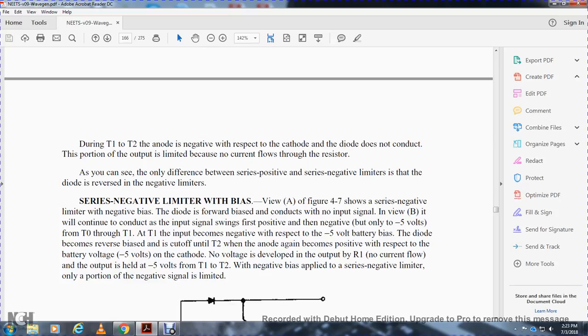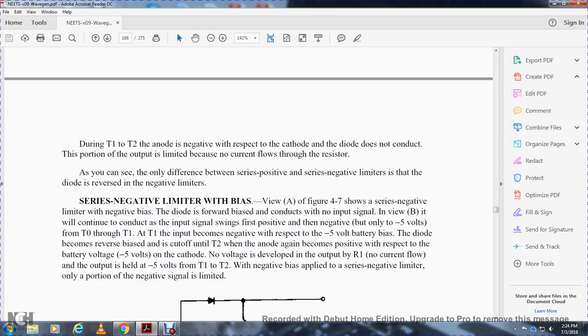View A of Figure 4-7 shows the series negative limiter with a negative bias. The diode is forward biased and conducts with no input signal. In view B, the diode continues to conduct as the input signal swings, following the input only down to negative 5 volts from time 0 to 1. At time interval 1, the input becomes negative with respect to the negative 5 volt battery bias. The diode becomes reverse biased and cuts off at time 2.